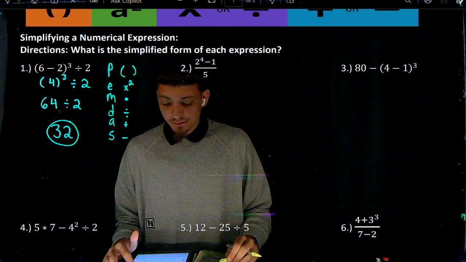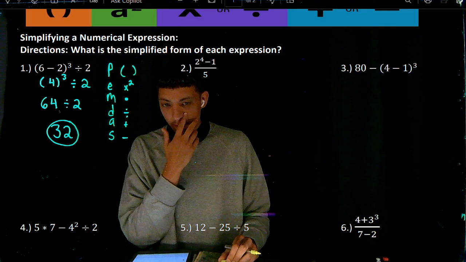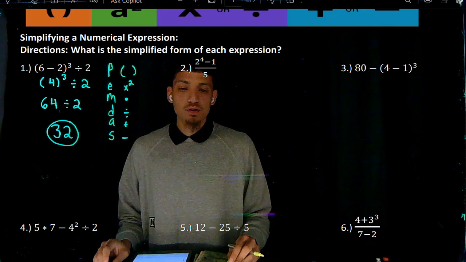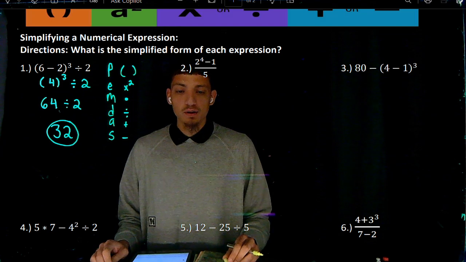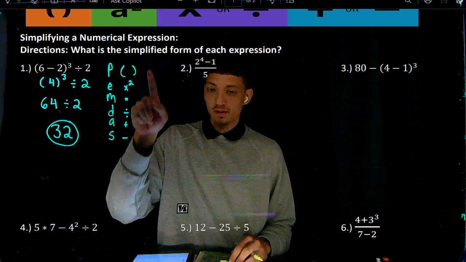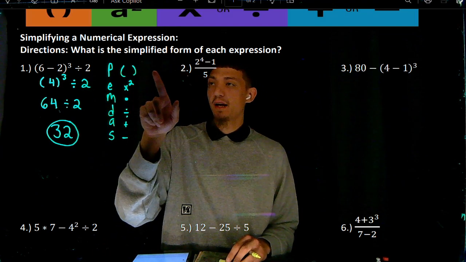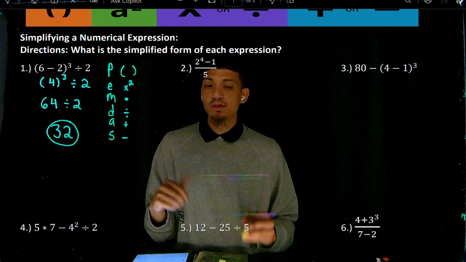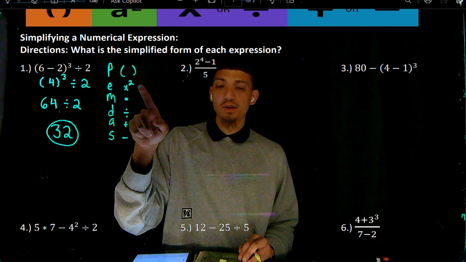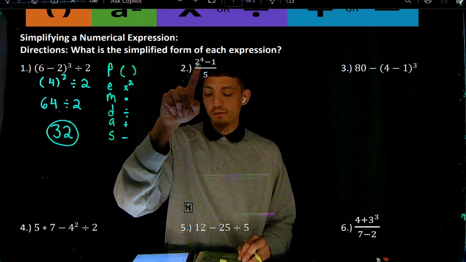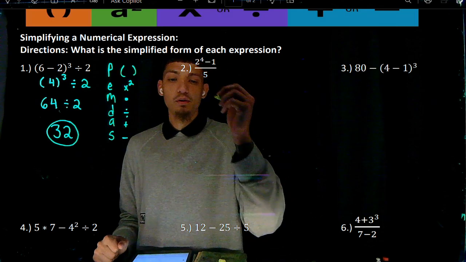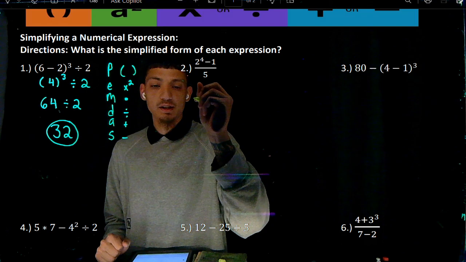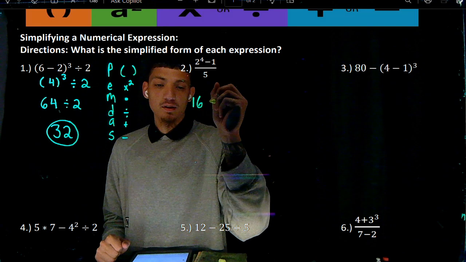So now in number 2, we have 2 to the 4th power minus 1, over 5. If we stick to PEMDAS, we ask ourselves, do we have parentheses? No, we do not, so we move on to the next step. Do we have exponents? Yes, we do. We have 2 to the 4th power up here. 2 to the 4th power is equal to 16.